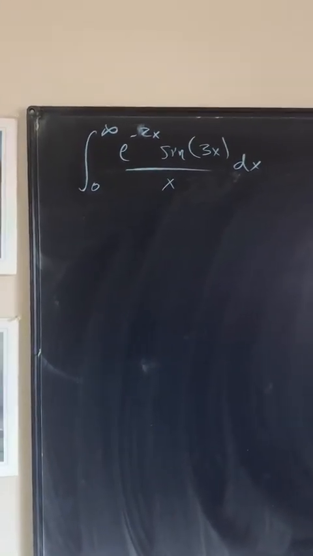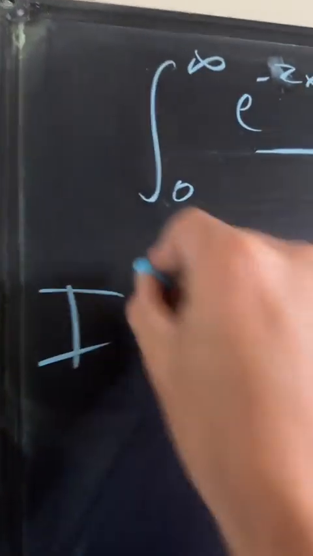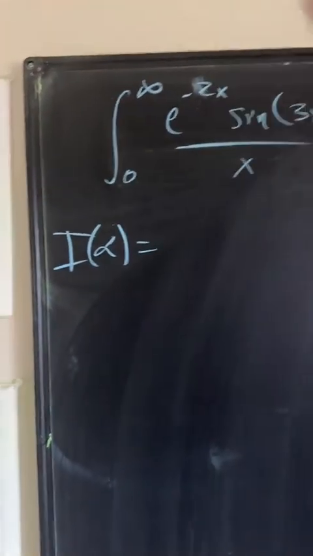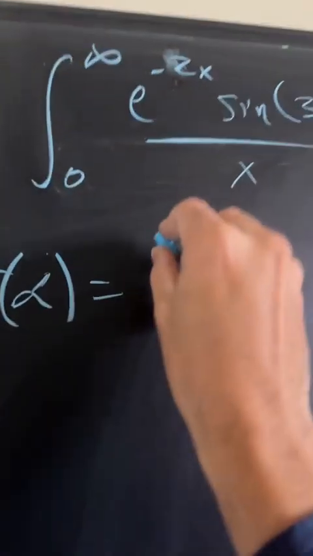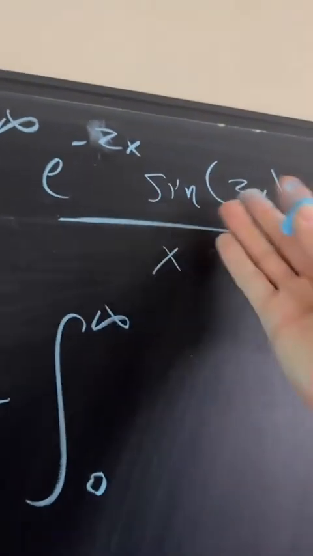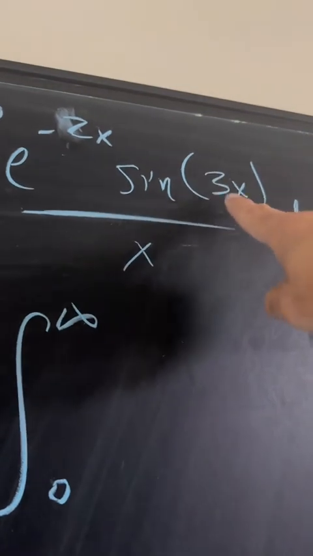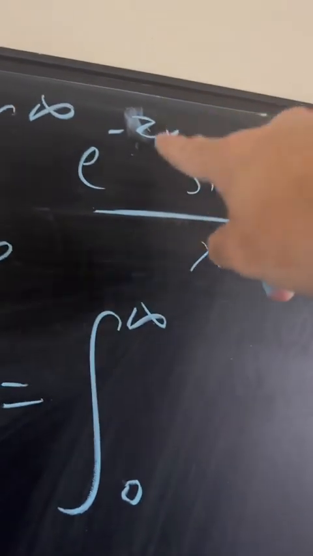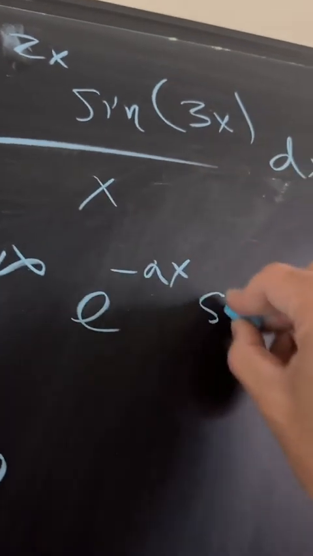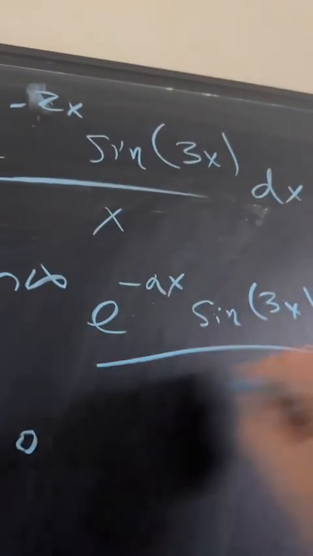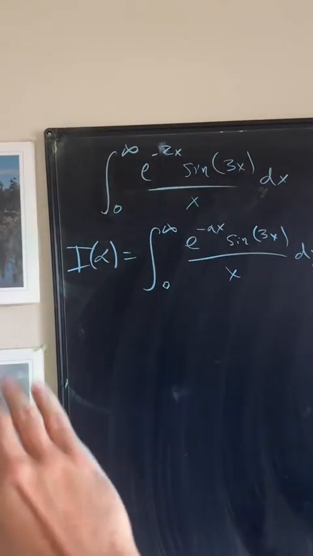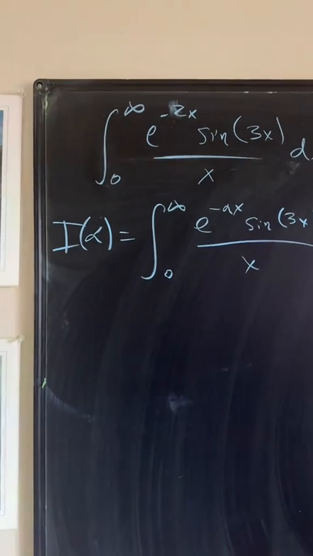So remember, the Feynman technique makes us create a function in respect to alpha. I like alpha. Some people use t, some people use other variables, but I personally prefer alpha. And you create an integral where your alpha goes somewhere in here. Typically it replaces one of the constants. You can probably replace the 3, but I'm going to replace the 2 there. So this is going to be e to the negative alpha x sine of 3x over x with respect to x.